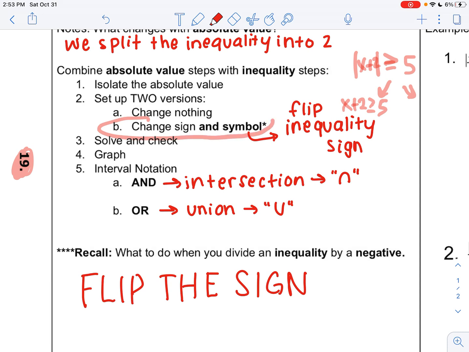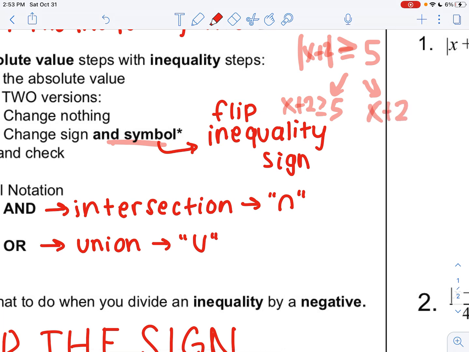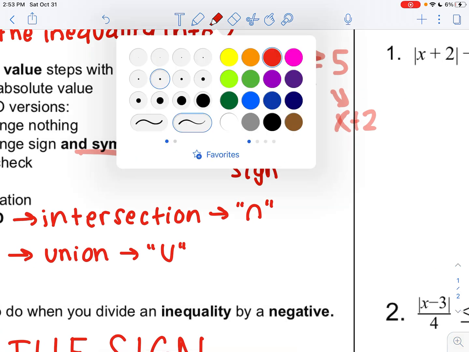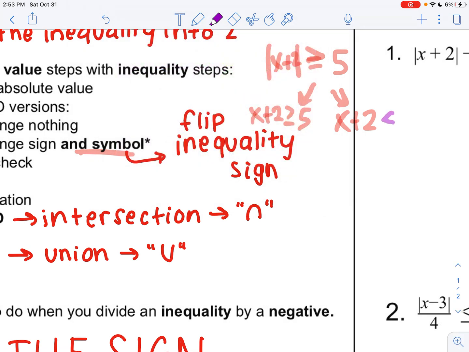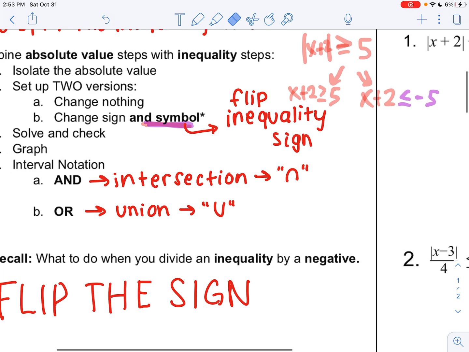The second, B, says change the sign and the symbol. The symbol part means we're going to flip the inequality sign. So watch what we do. See the x plus 2 here? That stays the same. Remember, we never touch the inside of the absolute value. But this now is going to be less than or equal to instead of greater than or equal to. That's the symbol part. And then the sign, instead of a positive 5, it's a negative 5. So two things change here on the other equation. This sign flips, and instead of a positive, it's a negative. And then we solve. Okay, so that would be an example there.